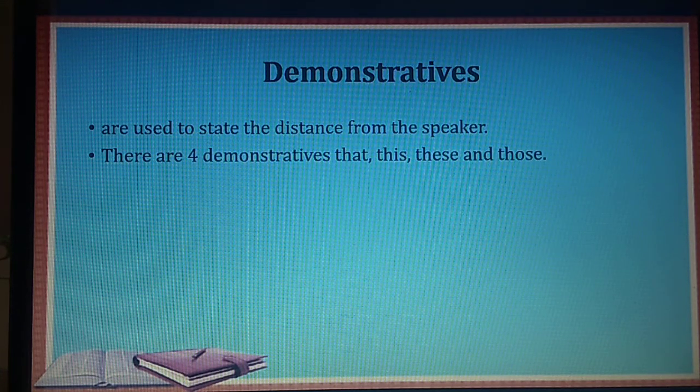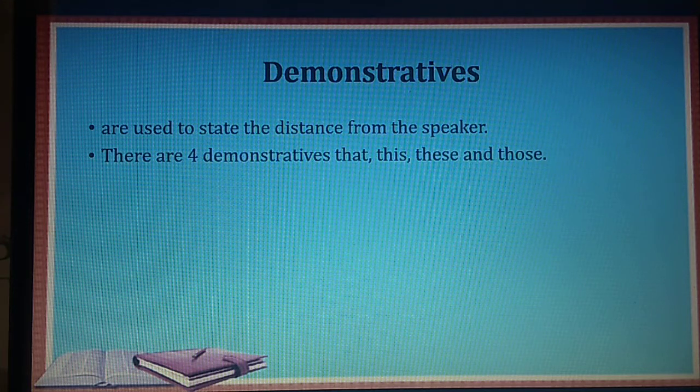Now, this and these are for the near object. This is used when the object is singular. When I say this pen, it's near to me. So this pen is singular, so I am using the demonstrative this. But when I have many pens, then I say these pens, and pens are very near to me, so I am using the demonstrative these.